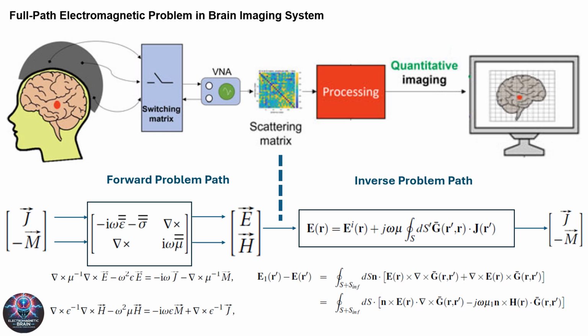In summary, the forward path models the scattering of electromagnetic waves through the brain, while the inverse path reconstructs the internal properties using the collected scattering data, ultimately resulting in a detailed image of the brain for diagnostic purposes.